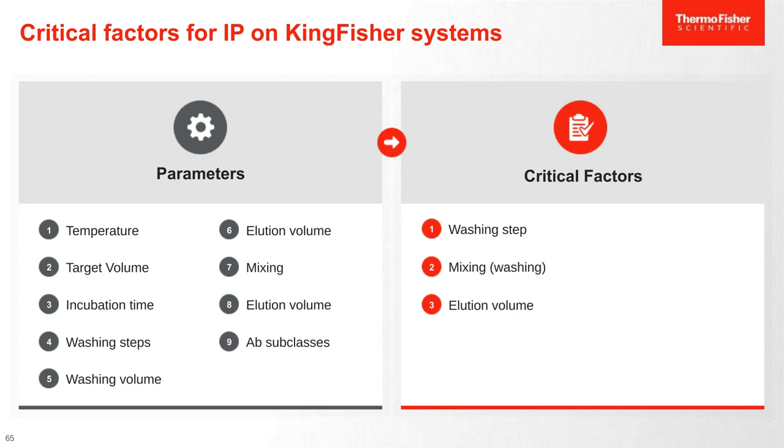In terms of the elution, here we saw the opposite. So by increasing the elution volume, you increase the yield. So we tested in the range of 30 microliters up to 100 microliters of the elution buffer.